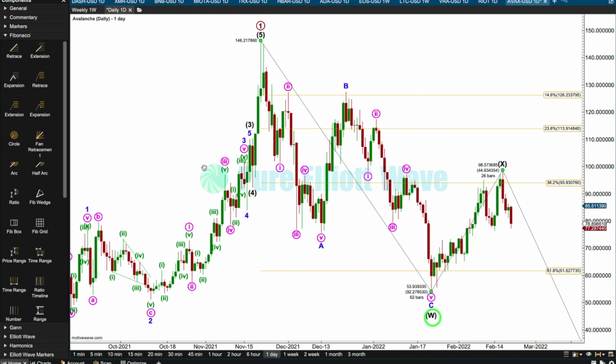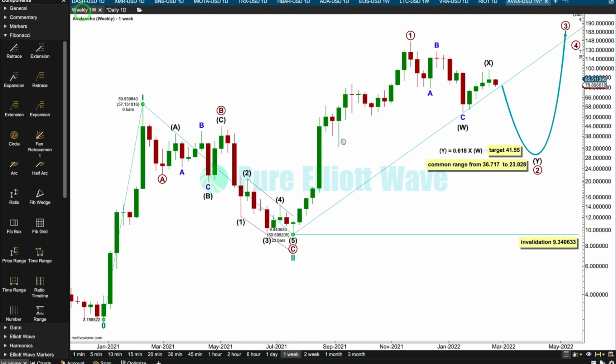So intermediate W has already passed the 0.618 Fibonacci ratio of primary wave 1, which is at 61.627735. And you'll expect primary 2 to be deeper anyway. So here's the first target for intermediate Y to reach 0.618 the length of intermediate W at 41.55. Were intermediate Y to reach equality in length with W, that would take it below the invalidation point.